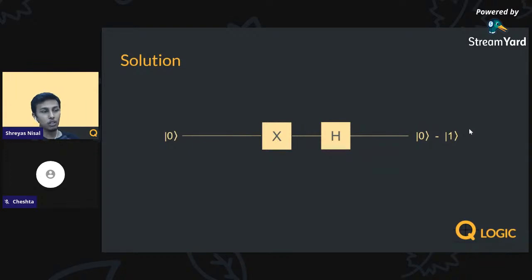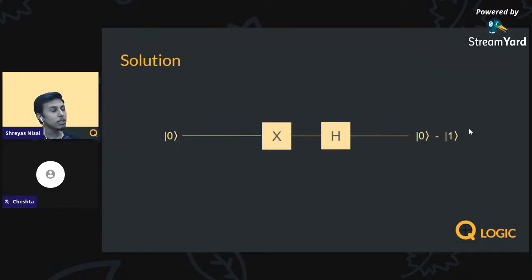There's also other solutions. If you know a bit about quantum gates, if you know about the phase flip gate or the Z gate, which converts a 1 to a -1, then what you could do is first apply the Hadamard gate and then follow it up with a phase flip gate, which is the Z gate, and that would also give you a 0 - 1.